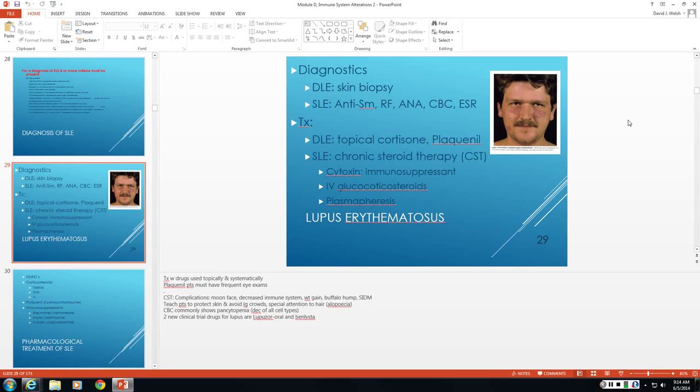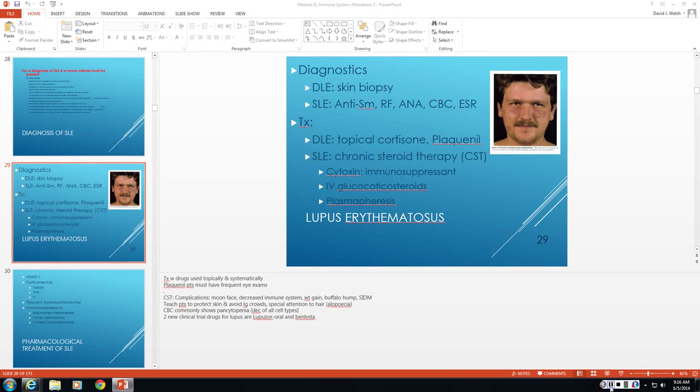Now for diagnostics with DLE, they're going to do a skin biopsy. For SLE, they're going to run different tests. They're going to do a smooth muscle antibody, renal function test, an ANA, CBC, and an ESR. These are all blood tests.